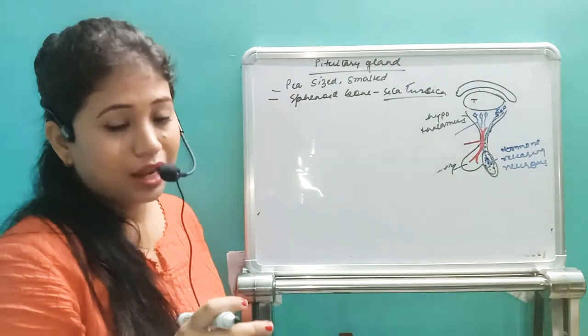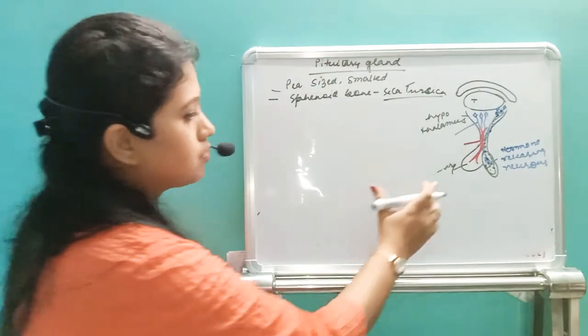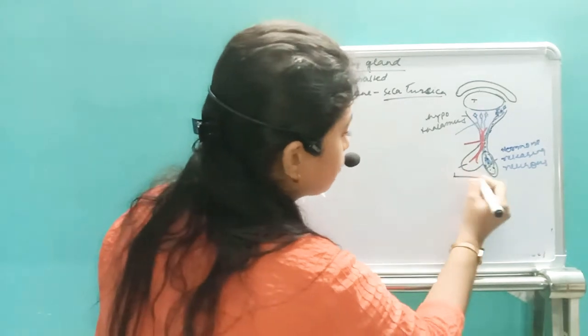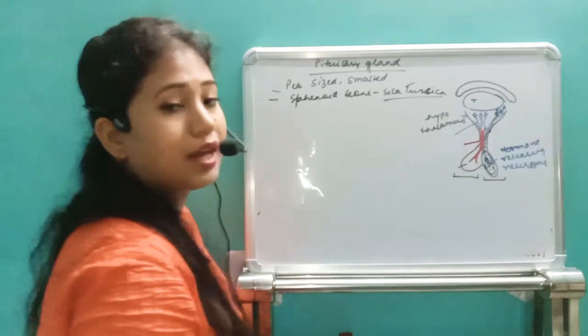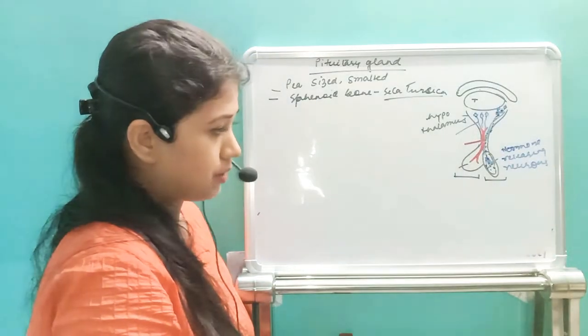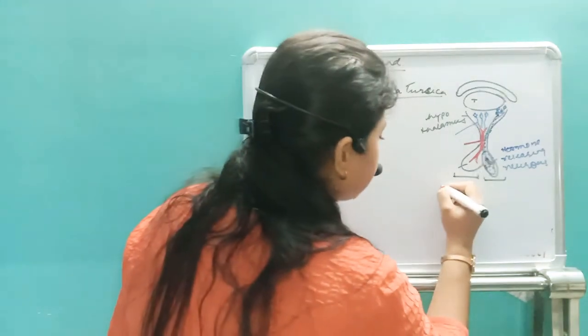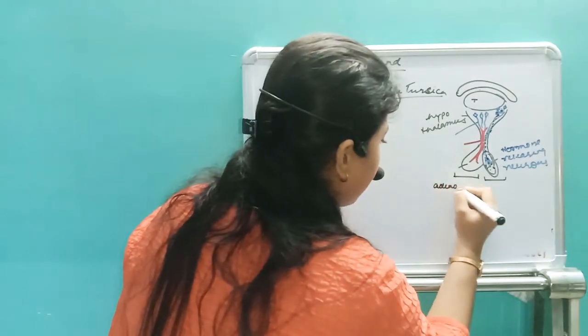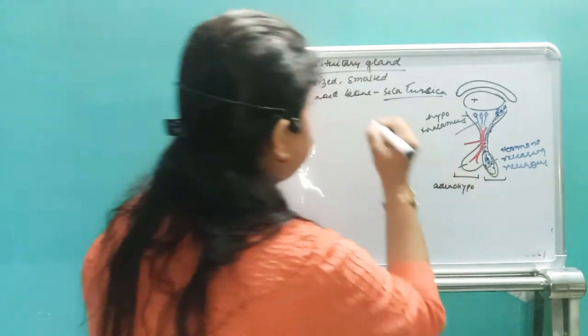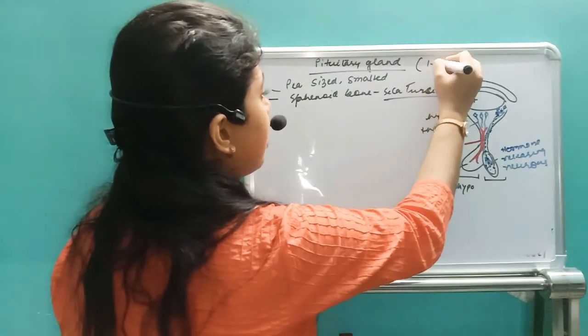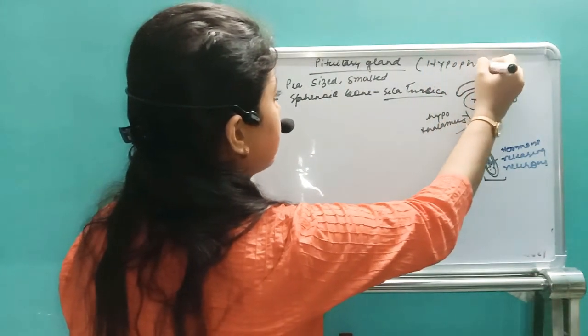Now this pituitary gland has two parts. One is called the anterior pituitary and the other is called the posterior pituitary. The anterior pituitary is called the adenohypophysis. The pituitary gland is also called the hypophysis, right?